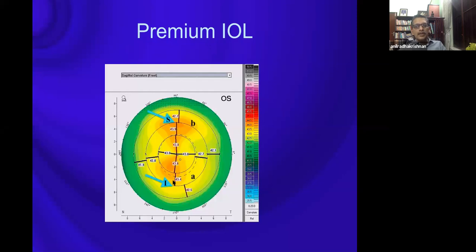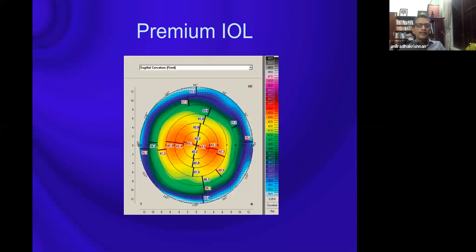So these are almost corresponding. So this patient can be considered for a premium IOL. Only thing is you cannot go for a spherical multifocal IOL. If at all you are going for a multifocal, you have to go for a toric multifocal IOL.